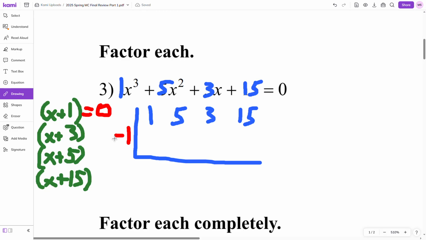They're very confused. Why is it minus 1? You just said we're dividing by x plus 1. Because in synthetic division, it's like a little trick. So, we have to go with the 0.